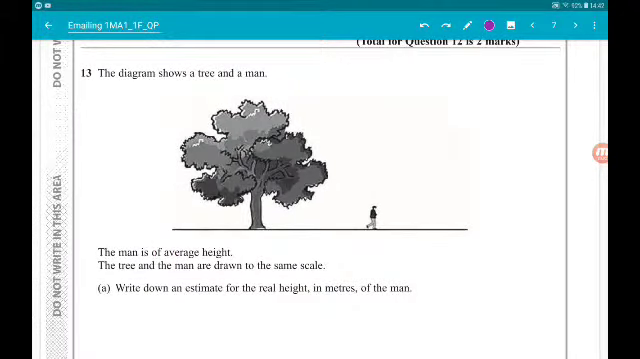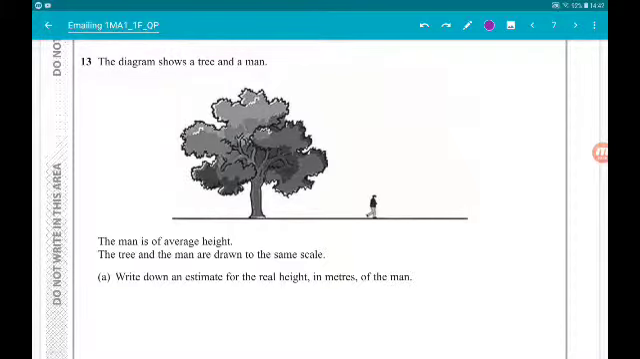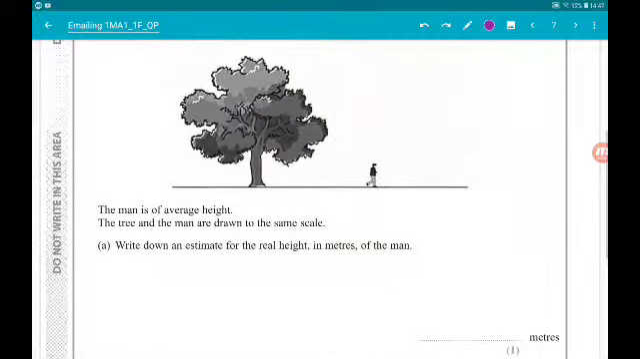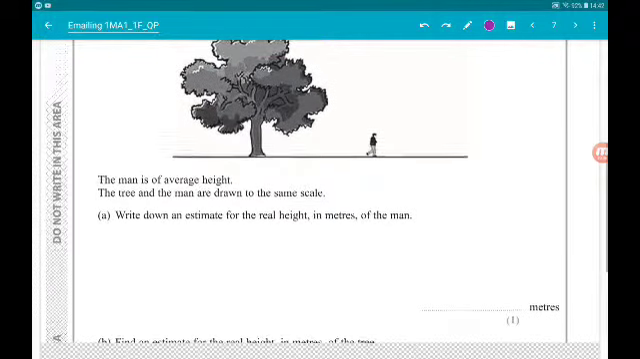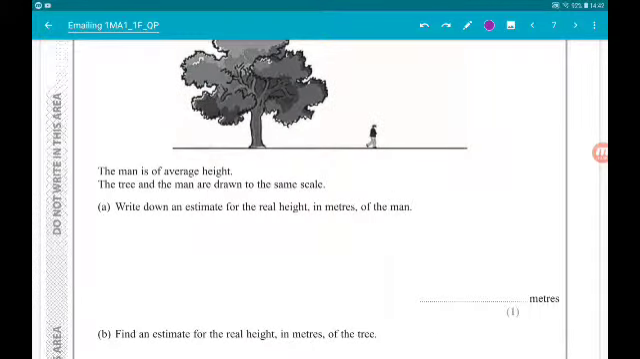Okay, number 13, bit of a strange one. So the diagram shows a man and a tree. We are told the man is of average height, and the man and the tree are drawn to the same scale. Part A wants us to write down an estimate for the real height in meters of the man. So, what's average height? About 1.8 meters, maybe. I'm about that. I'm quite average. So, that's what we'll go for.